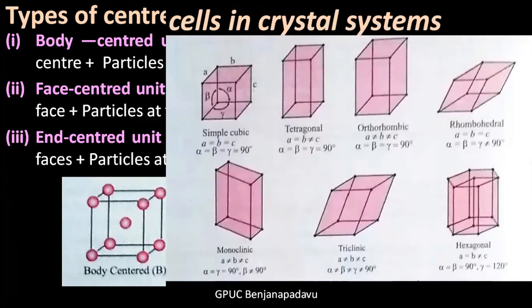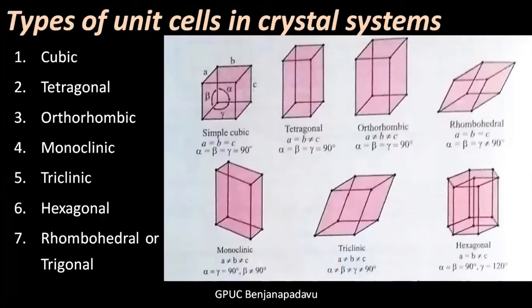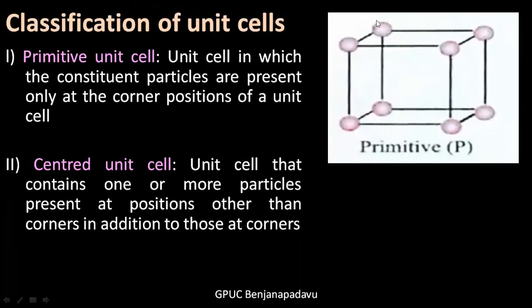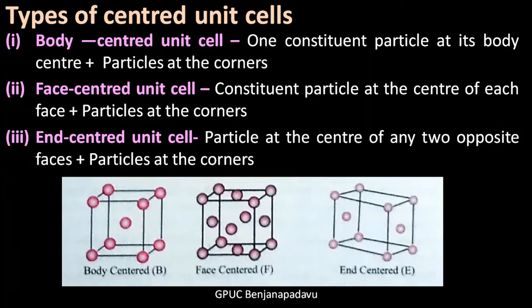So this is about the types of centered unit cells. Those four types basically, right? One primitive unit cell and three centered unit cells are the possibilities in a unit cell. So we can have primitive, body-centered, face-centered or end-centered unit cells. When these unit cells are repeated in a three-dimensional arrangement, it gives us the crystal structure.